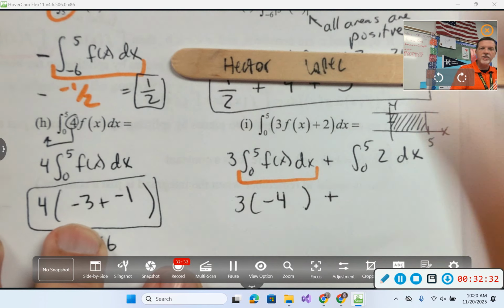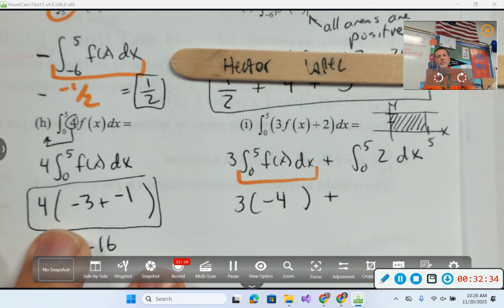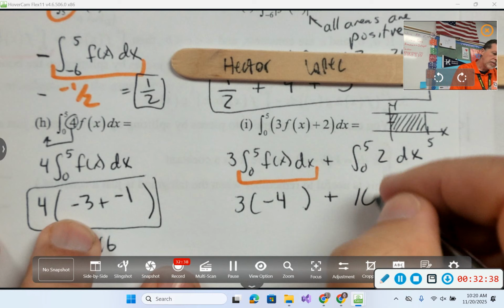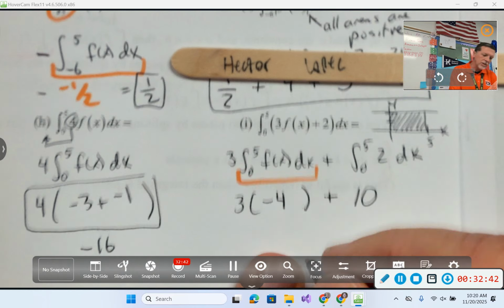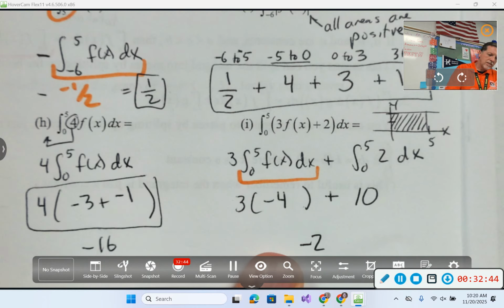So, Hector, what's the area under the graph of y equals 2 from 0 to 5? 10. It's just a rectangle. And again, you could safe stop that, box that up and call it good. Or add them up and get -2.